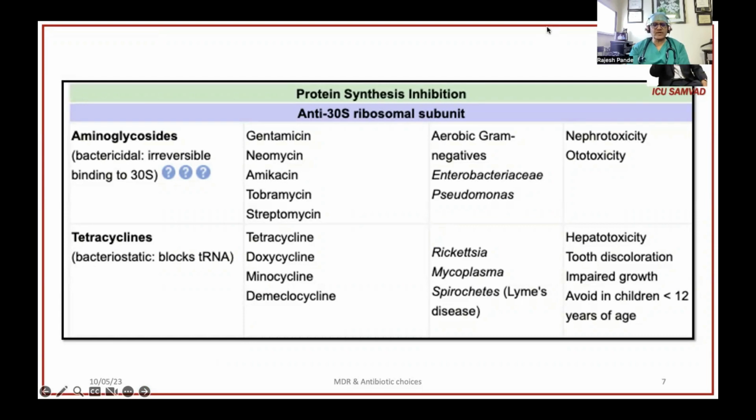They will block the transfer RNA. Tetracycline, doxycycline, minocycline, demeclocycline, they are all bacteriostatic. They cover Rickettsia, Mycoplasma, spirochetes. And in addition to hepatotoxicity, growth retardation in children less than 12 years, where we don't give it, they also cause a class effect, tooth discoloration.